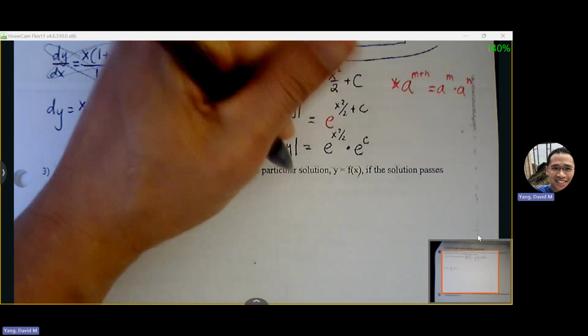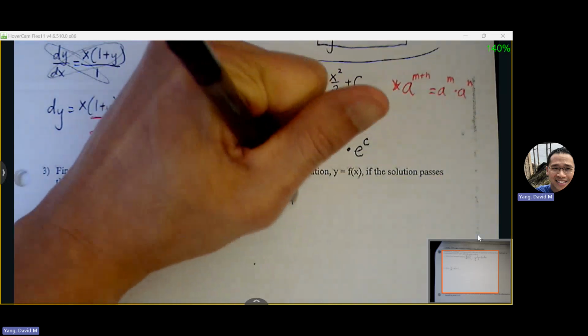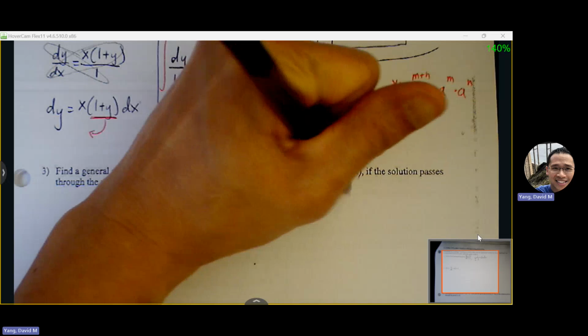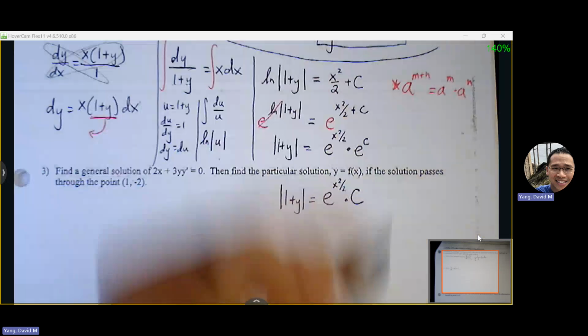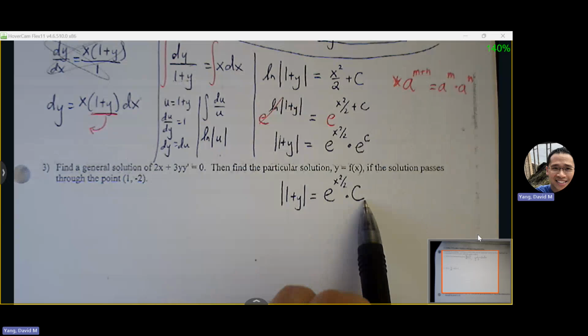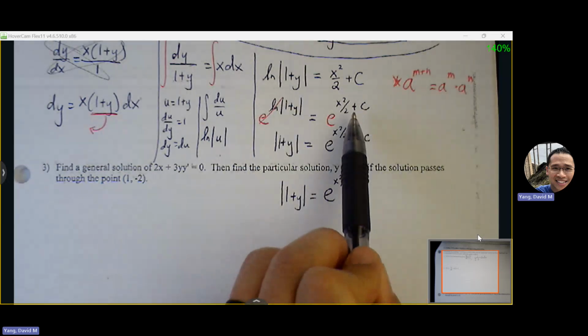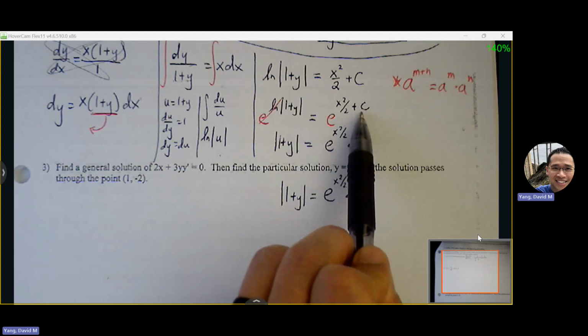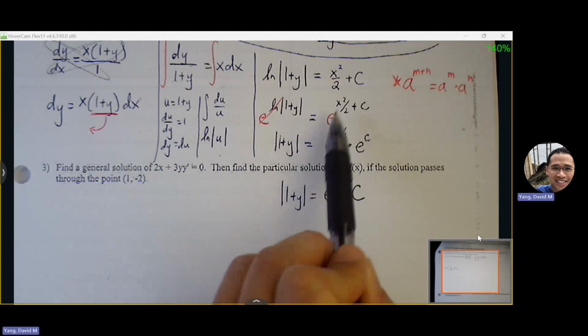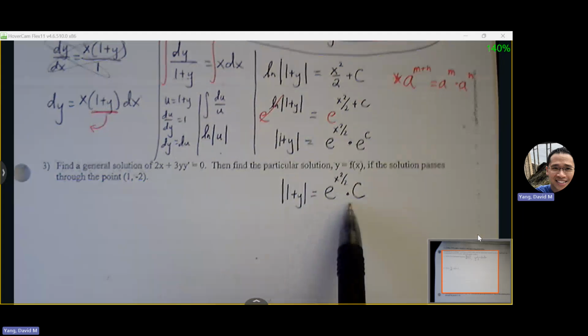Let me use the space below here. So absolute value of 1 plus y is equal to e to the x squared over 2 times c, because e to the c is just some constant. And also, we've changed the plus sign in the exponent. When you have something added in the exponent, it comes down as multiplication at the base level. So this plus c is now times c.